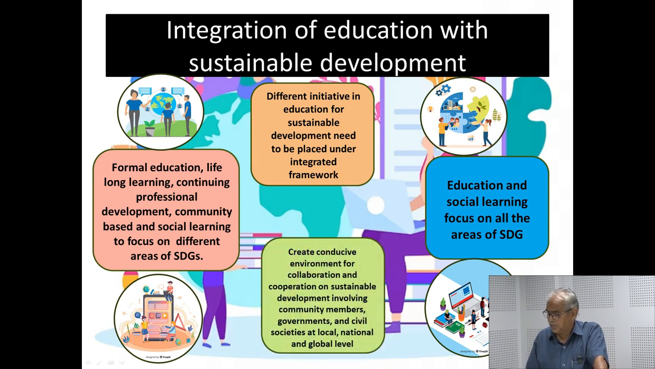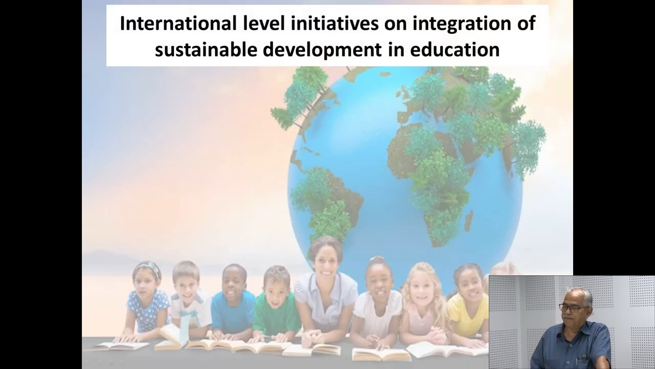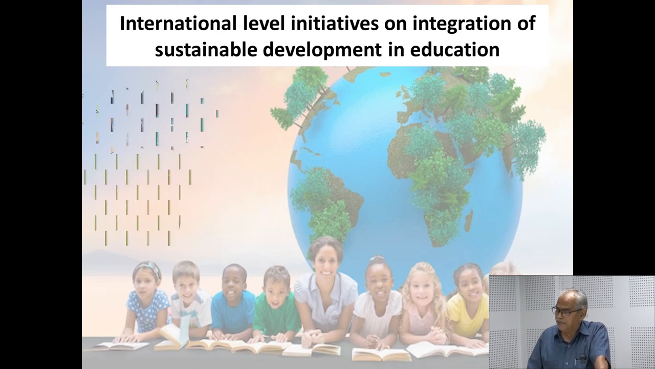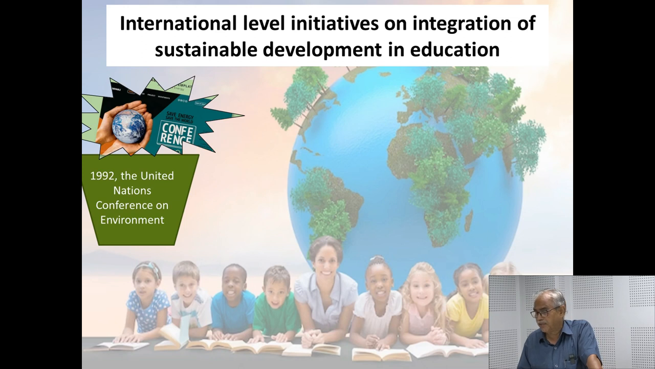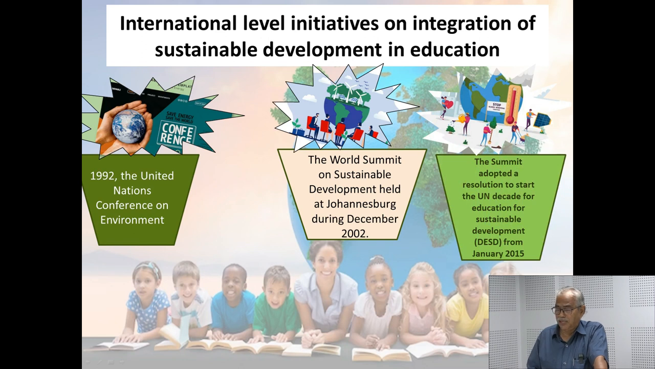So education and social learning must focus on all the areas of sustainable development goals by creating a conducive atmosphere for learning through collaborations and cooperation. At the international level, different initiatives have been made for integration of sustainable development in education. In 1992, the United Nations Conference on Environment highlighted that. The World Summit on Sustainable Development held at Johannesburg during December 2002 focused particularly on environment conservation and environment-friendly education, and particularly highlighted the quality of life and education.